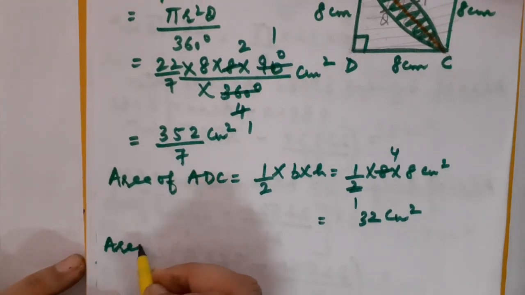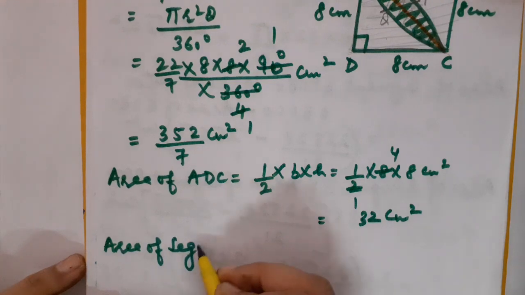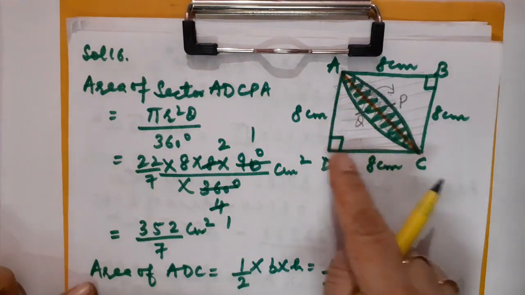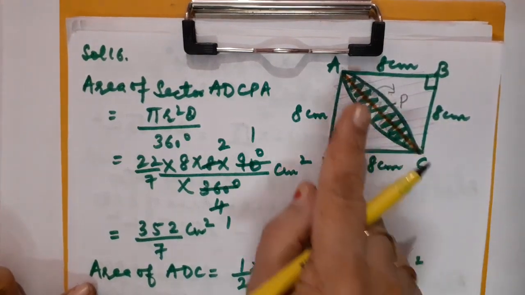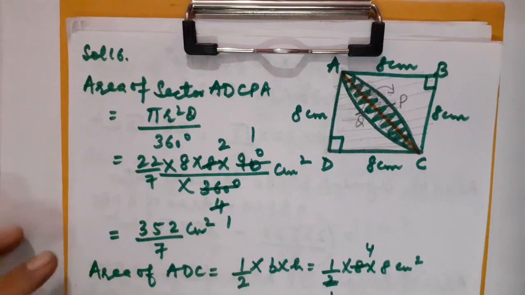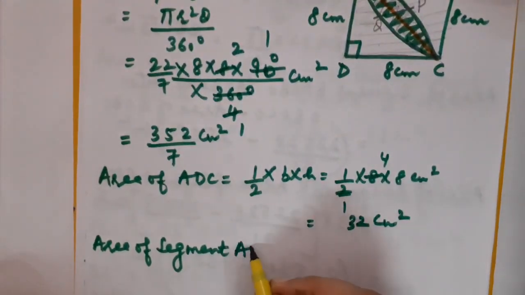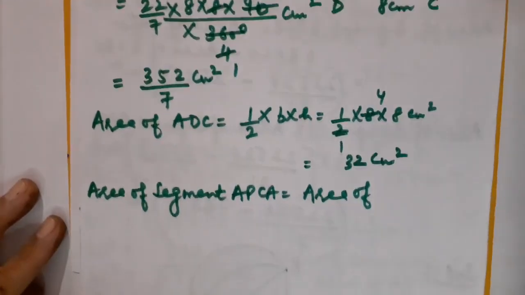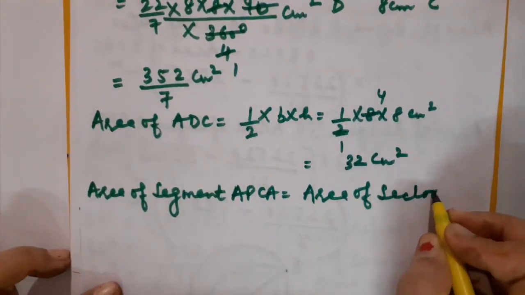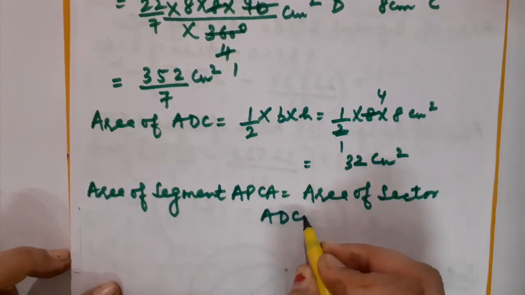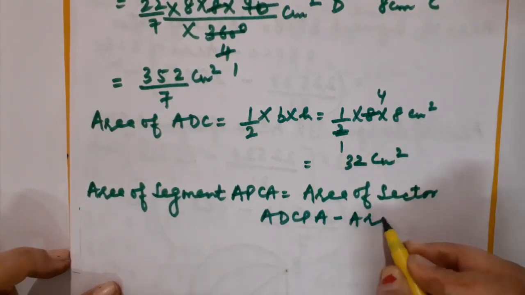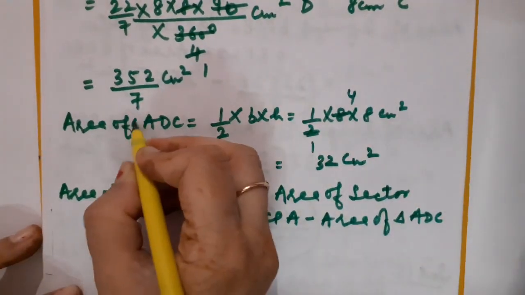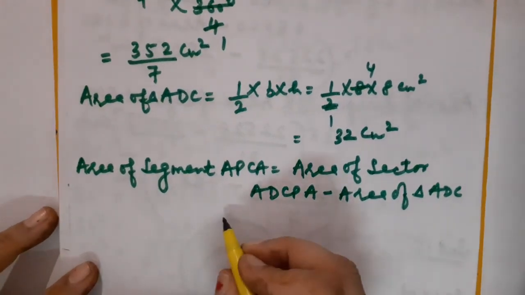Now you should write area of segment. Please give the name of the segment. If from this complete sector I subtract the area of this triangle, I will get the APCA segment. That is APCA. Formula you know. Area of sector, that is ADCPA, minus area of triangle ADC. Here you can write triangle. Fine.